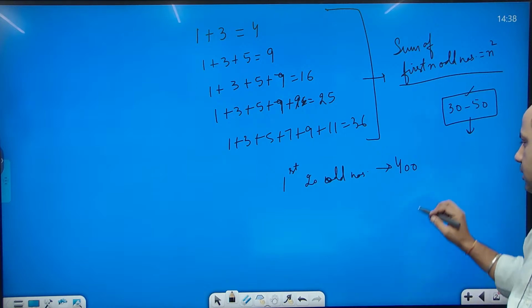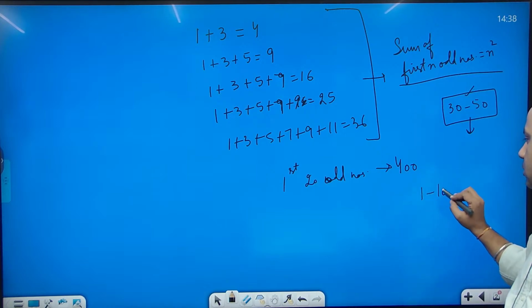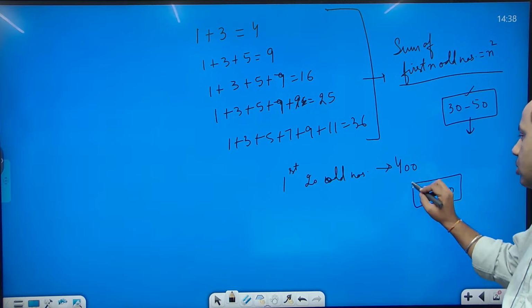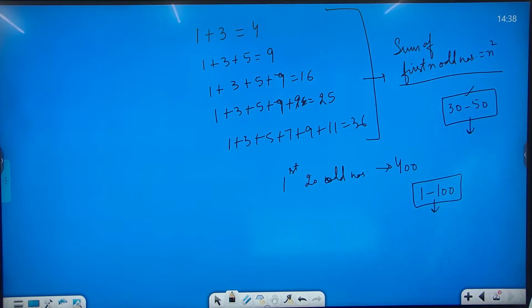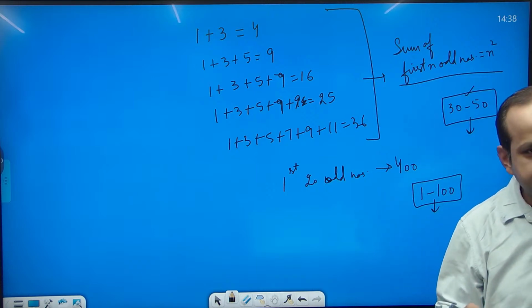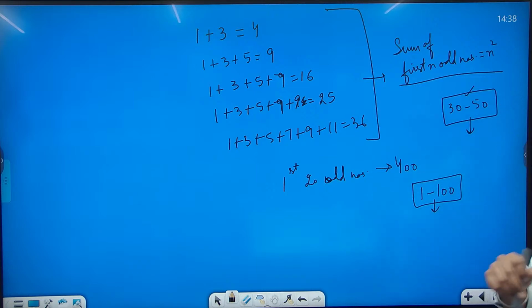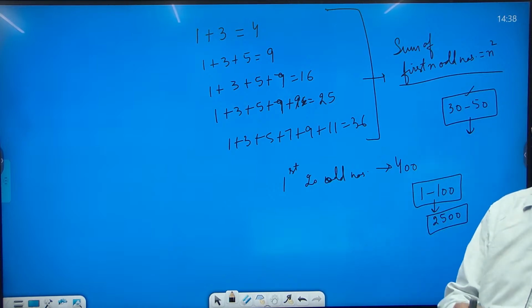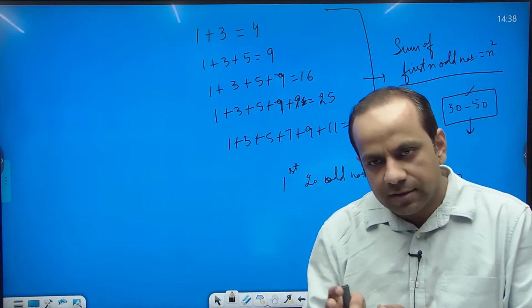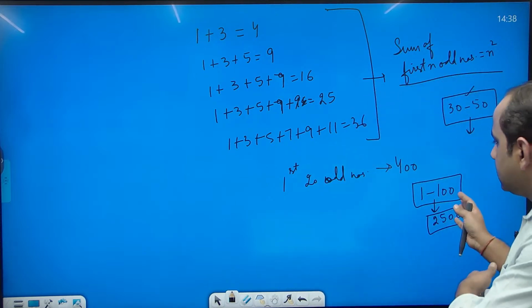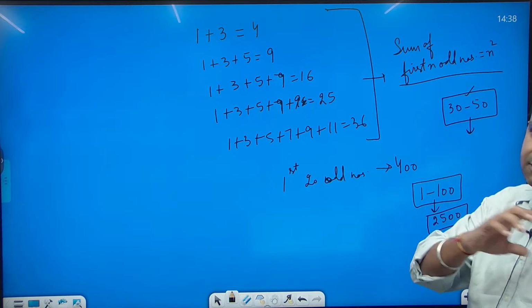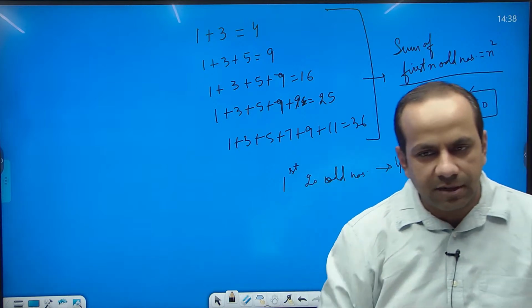Okay. If I write down counting from 1 to 100, can you tell me what will be the sum of all odd numbers? From 1 to 100, how many odd numbers are there? 50 odd numbers are there. The sum of all odd numbers from 1 to 100 will be 2500. Is it okay? So when I say the sum of all odd numbers from 1 to 100, we have to check how many odd numbers are there from 1 to 100, and then the sum of all odd numbers will be just the square of that particular value.